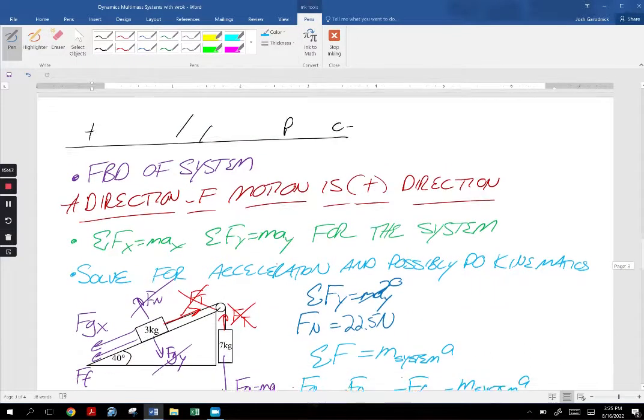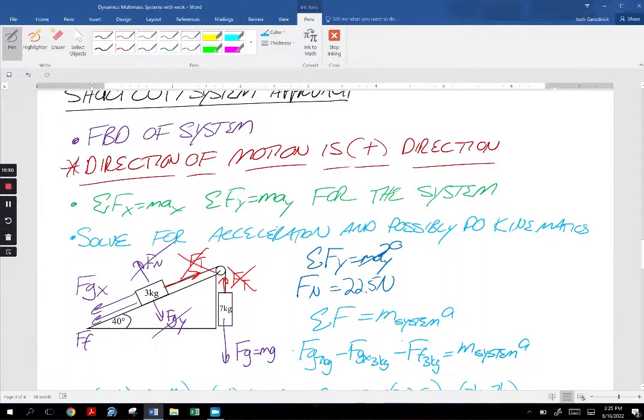Again, you want to draw an FBD of the system. You want to label the direction of motion as the positive direction. Then you want to sum only the forces that cause the system to accelerate. The tensions aren't doing it because they cancel out. They're equal and opposite. Normal is perpendicular to motion, and FGY is perpendicular to motion, so they're not changing the velocity. The direction of motion is positive, which I failed to label here, so this is moving this way. Anything that helps move that way is a positive force, and anything that is against the system moving that way is a negative force.